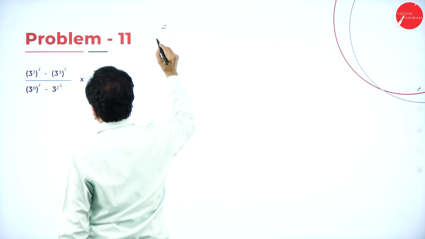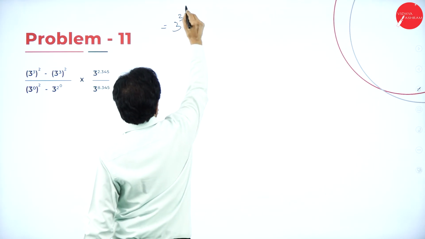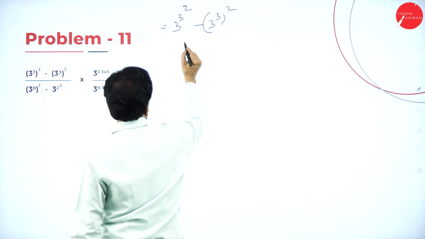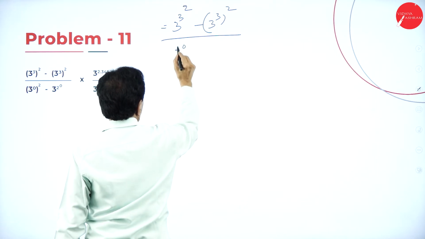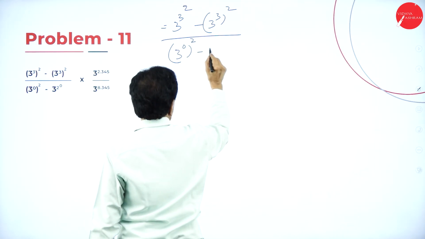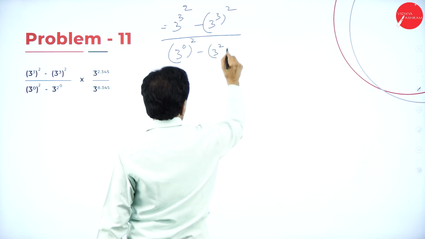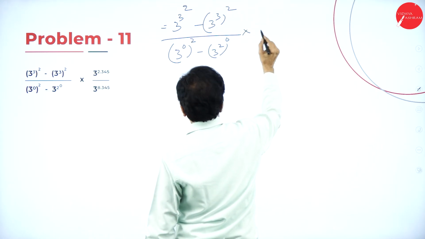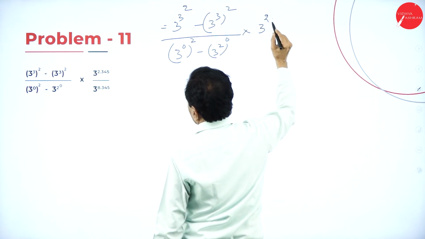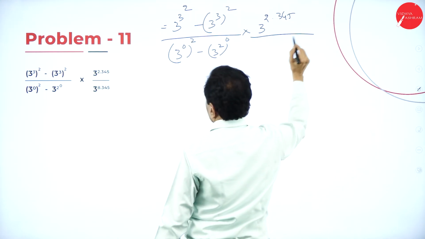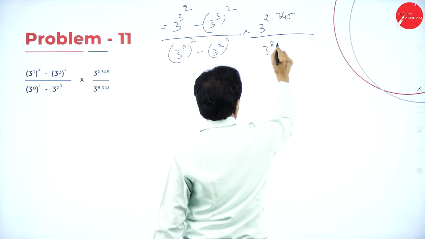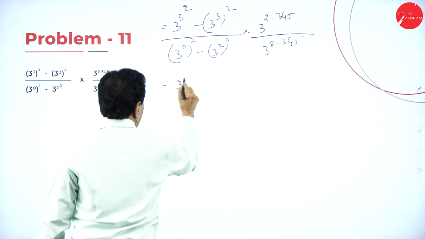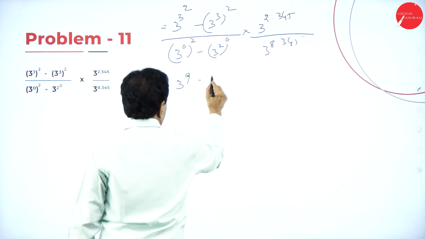The problem is 3 to the power of 3 whole square minus 3 cube whole square, divided by 3 to the power of 0 whole square minus 3 to the power of 2 to the power of 0, into 3 to the power of 8, 3 to the power of 4, 5. This is 3 to the power of 9 minus 3 to the power of 6.